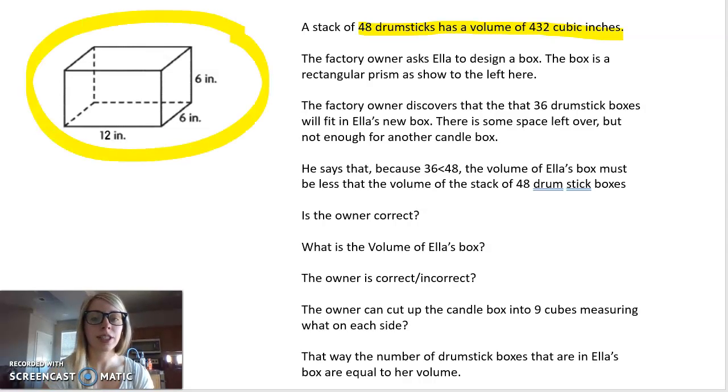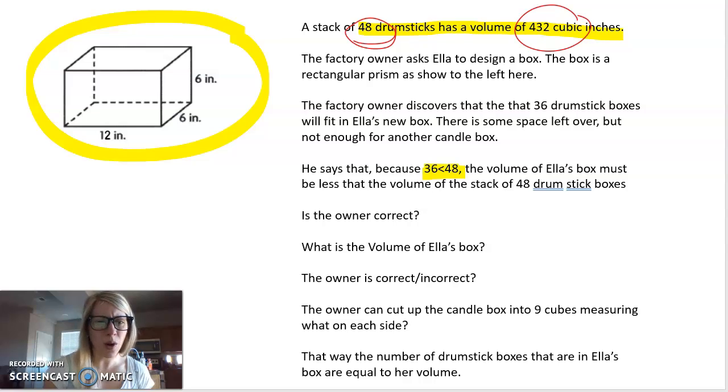The factory owner discovers that 36 drumstick boxes will fit into Ella's new box. There is some space left over, but not enough for another candle. He says that because 36 is less than 48. So his reasoning behind this is he has a stack of 48 drumsticks, and originally he said, Ella, make me a box that will fit these. So Ella said, okay, I need to figure out what 3 numbers will give me a volume of 432. So that's what she did with this box that she created.